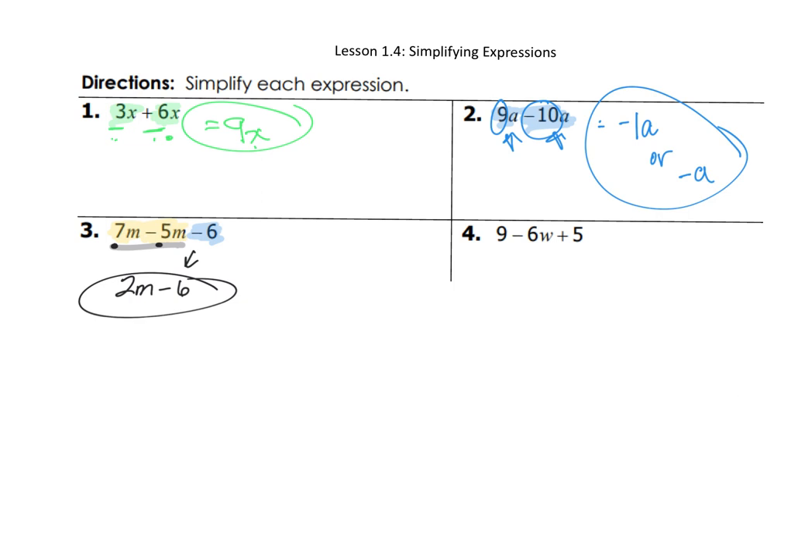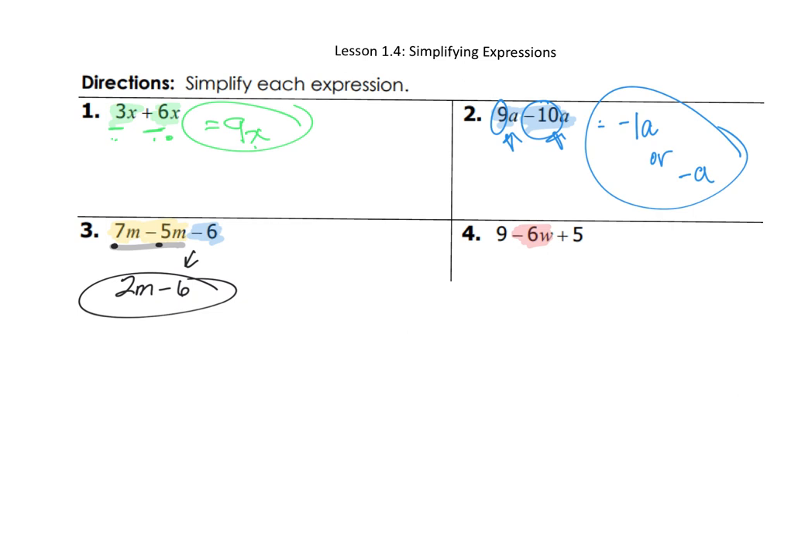Number 4. Okay, what are my like terms? I have 9 minus 6w plus 5. Well, I'm looking at my variable terms. The only thing with a variable is w, and that's my -6w. So nothing else has a w.